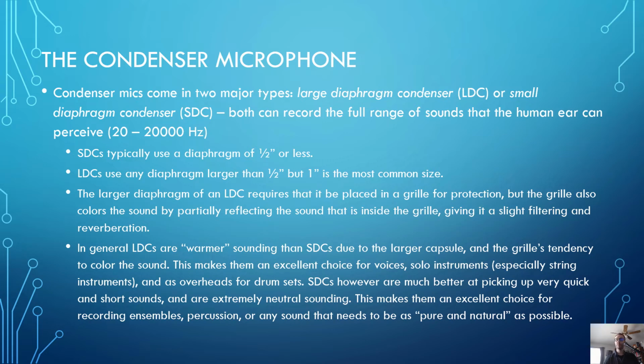Small diaphragms, however, almost always have the diaphragm facing directly out of the body of the mic, similar to a dynamic mic. As a result, they don't have a grill that's really covering the diaphragm in the same way, so if sound hits it, it just bounces back out into space.